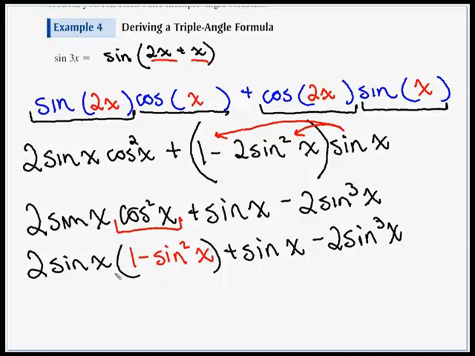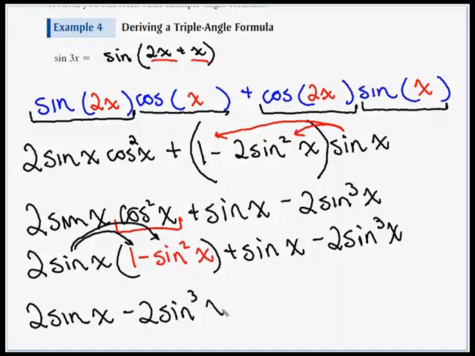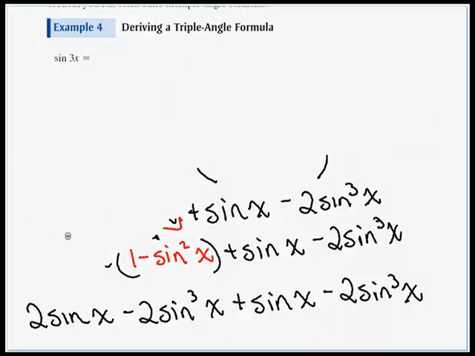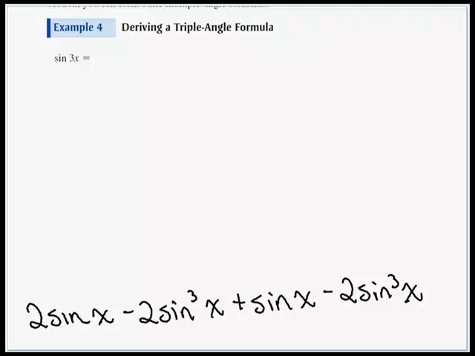And we're going to distribute throughout the parentheses. So that first term is going to become just a 2 sine of x. We distribute here, and we will get minus 2 sine to the third of x. And then we'll have our plus sine x minus 2 sine to the third of x. And let me get myself a little more room here.